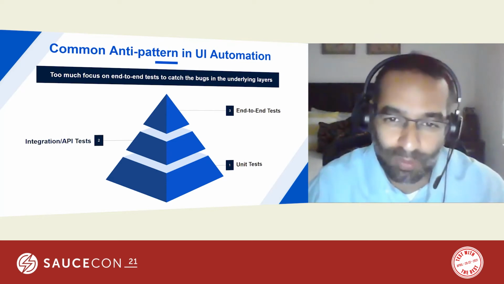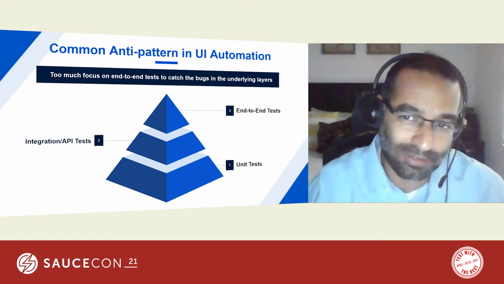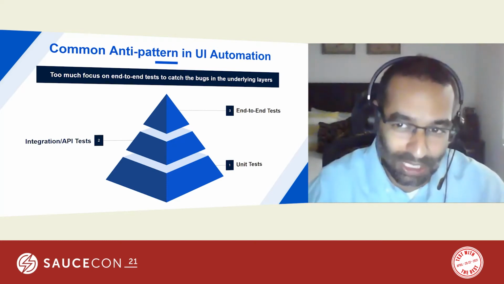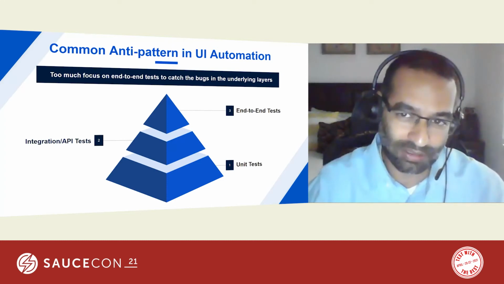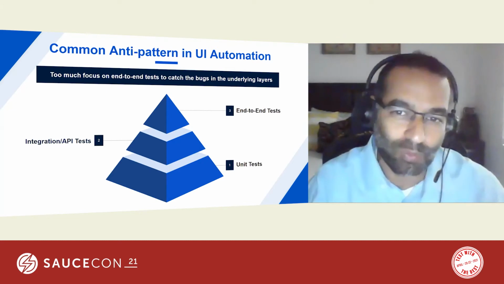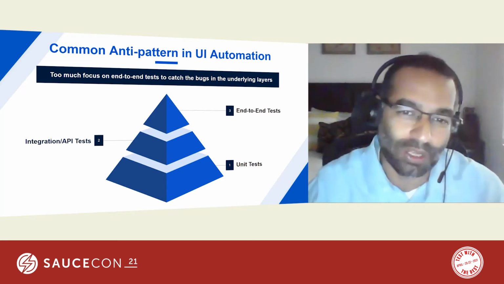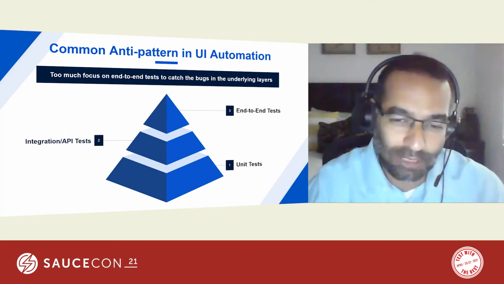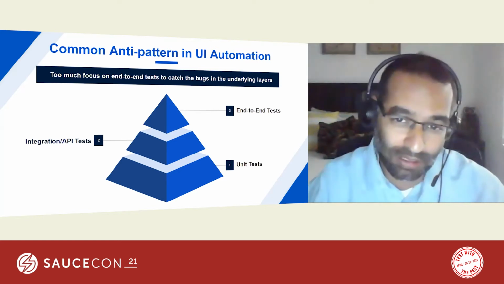There could be so many reasons, but what I have seen in the industry is too much focus on writing end-to-end. Your end-to-ends are dependent upon the layers underneath. So what will happen is that it introduces more flakiness, slower execution, and your test results are not reliable. There are multiple issues that come with too much focus on end-to-end, especially when you have underlying dependencies on other tests underneath.